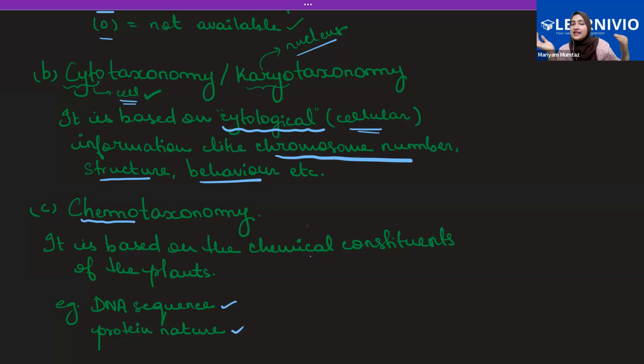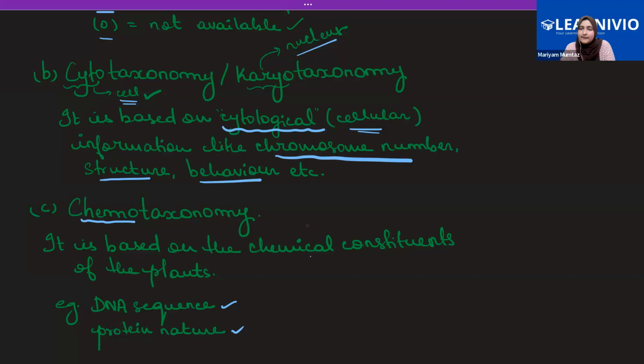If you are looking at the cellular structure, only the cell overall, like how many nuclei are there, how many ribosomes are there, then you call it cytotaxonomy. But if you are looking at the structure of the nucleus, inside the nucleus and everything, then you call it karyotaxonomy.